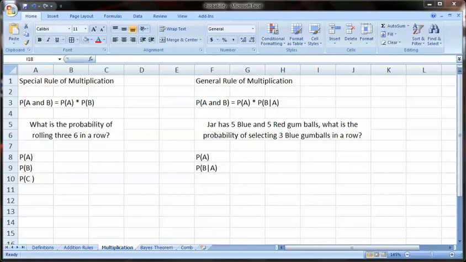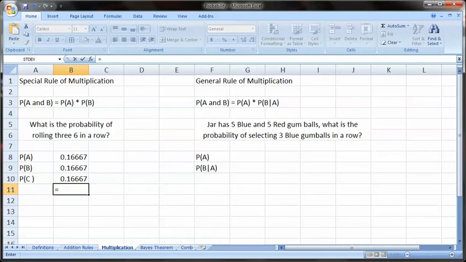So in the case of this example, what is the probability of rolling 3 sixes in a row on a six-sided die? We know that the probability of rolling a 6 is 1 divided by 6, and we can do that all the way down. Now, if we were to follow the addition rule, it would be simply a matter of summing it all up, and we'd have an answer of 0.5. Well, that's not true. We don't roll 3 sixes in a row 50% of the time. That's not correct.